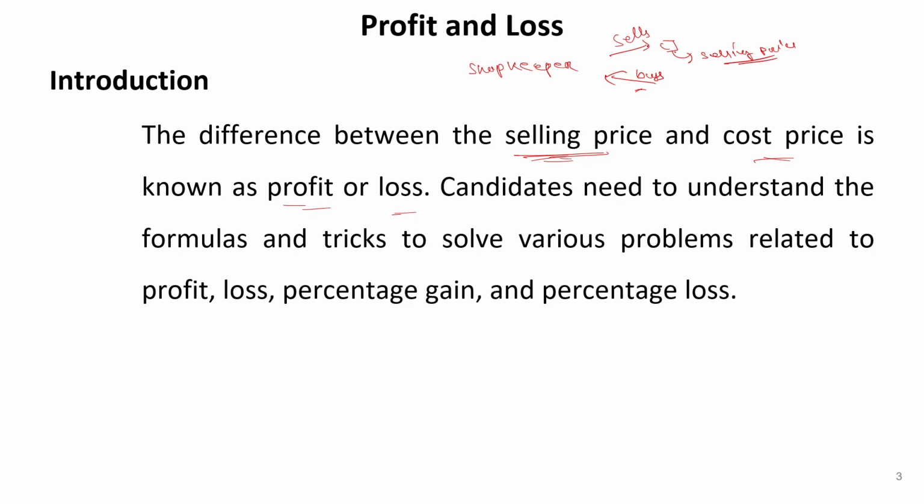The selling price is the price at which he is giving it to the customer, and the price at which he got it from someone else is his cost price. So this will be the cost of the item. If he's selling at more than the cost of the item, then selling price minus cost price is greater than 0. If this is greater than 0, this implies profit.